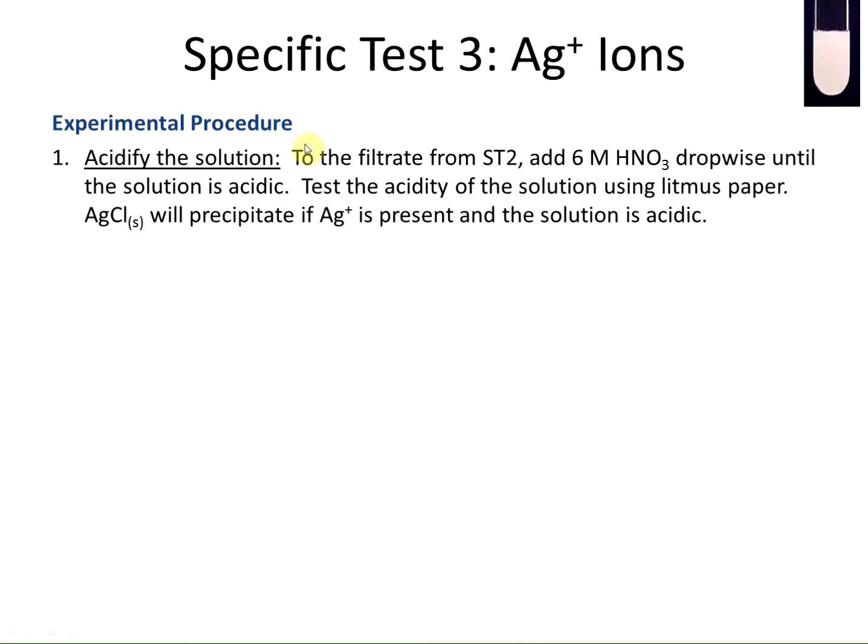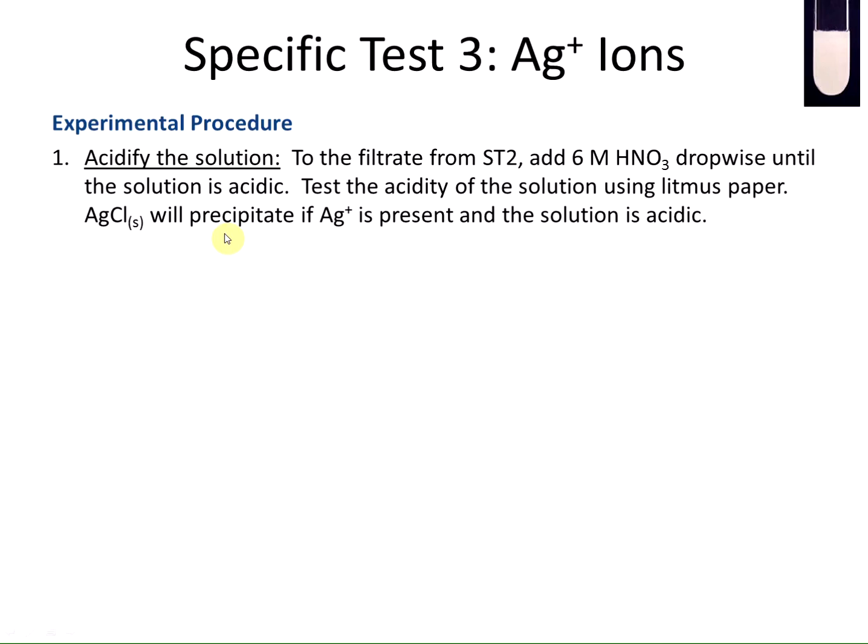So here are the experimental procedures for the specific test 3 for the silver ions. Acidify the solution. So to the filtrate from specific test 2, add 6 molar nitric acid dropwise until the solution is acidic. So you'll test this using litmus paper. And the silver chloride will precipitate if silver ions are present and the solution is acidic.